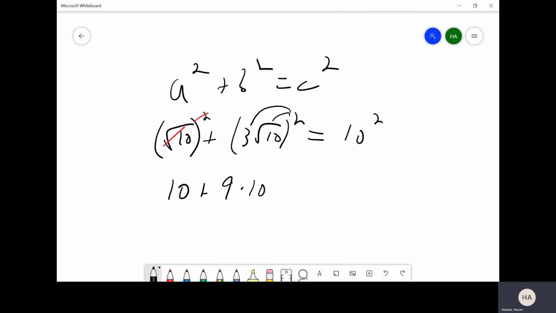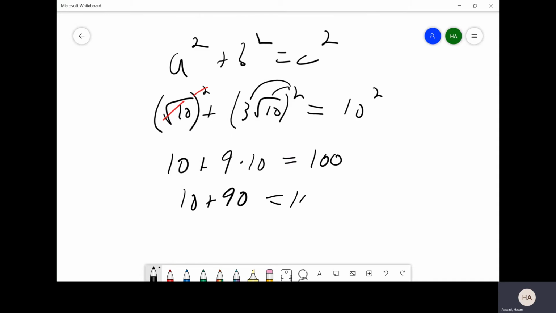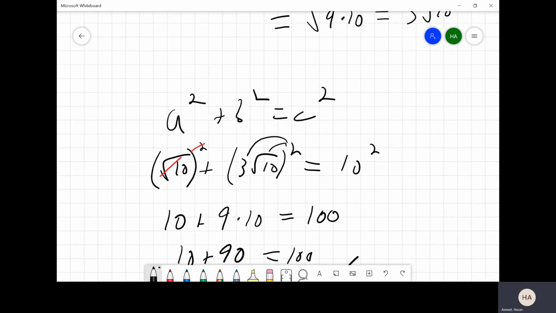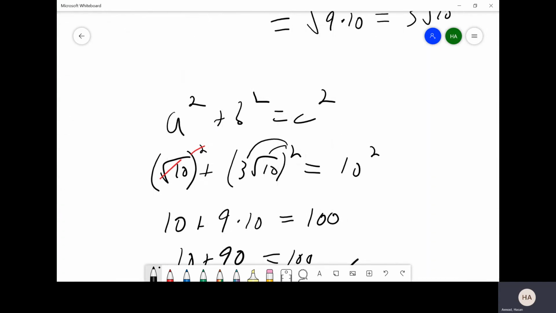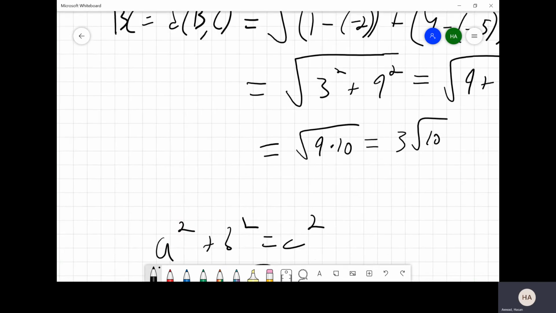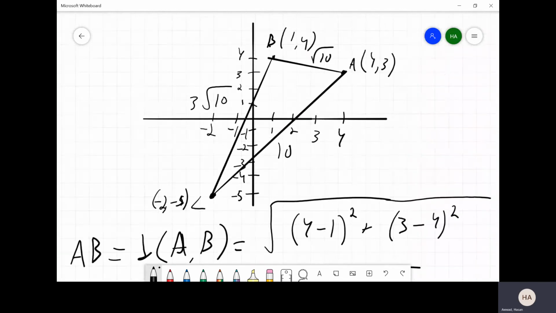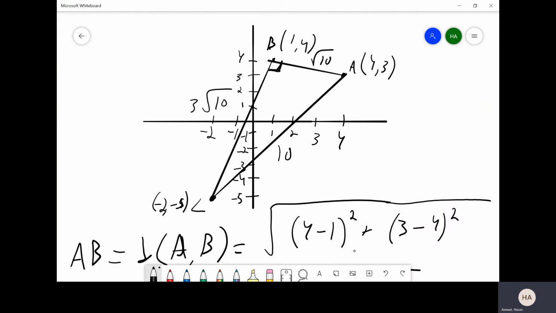So we have 10 plus 9 times 10 is equal to 10 squared, which is 100, right? So 9 times 10 is 90. Remember order of operations, you do multiplication first. So you get 10 plus 90 is equal to 100, and yeah, 100 is equal to 100. So this works, and because the legs added together when they're squared is equal to the longest side squared, we now have shown that triangle ABC is in fact a right triangle. So we can put that right angle there at angle B, because again, it's the angle that's opposing the longest side, which is side AC.